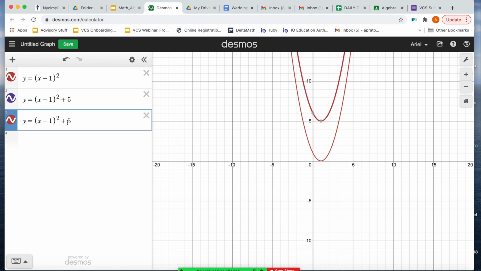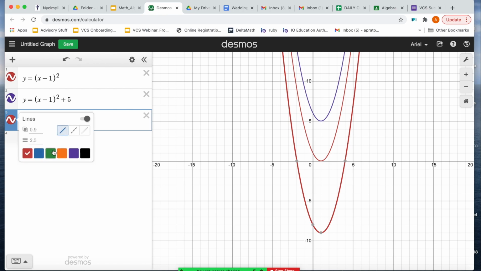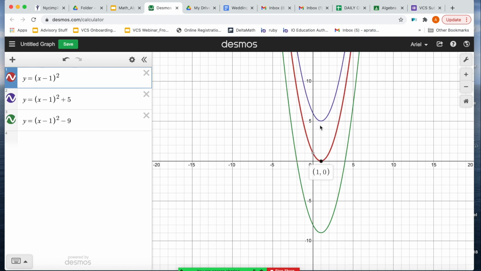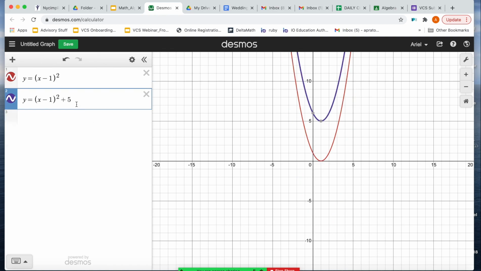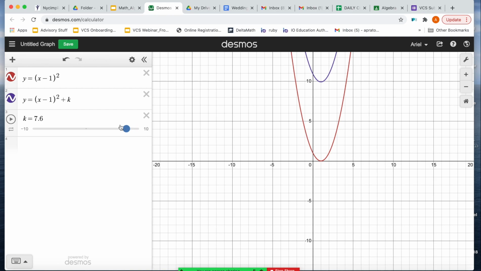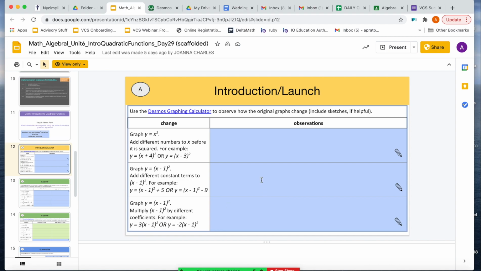What if I subtract 9? Maybe you can make an inference. What do you think is going to happen when I subtract 9? It's down there. Let's change the color of this to green. Interesting. 1, negative 9. 1, 0. 1, 5. What if I change this and add a slider? How does changing that constant term affect the vertex? And you can go ahead and jot down those observations here.